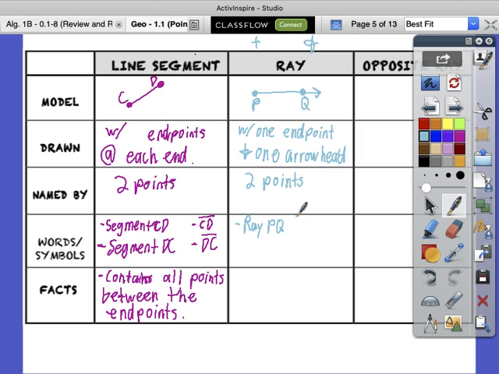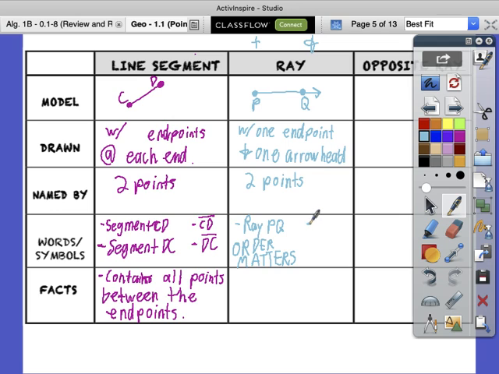We can't do ray QP because it's very specific that P is the endpoint and it goes in the direction of Q. So Q is part of where it goes forever, but it stops at P. We have to clarify that it does not stop at Q. So when we say ray PQ, it's very specific. On this one, the order matters. You might want to put in all caps or underline in this box that order matters here.